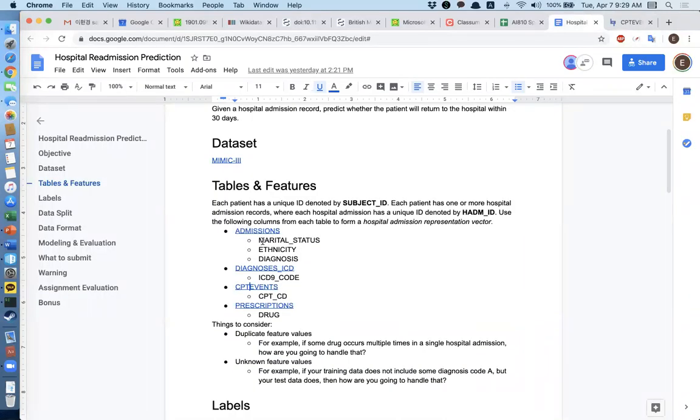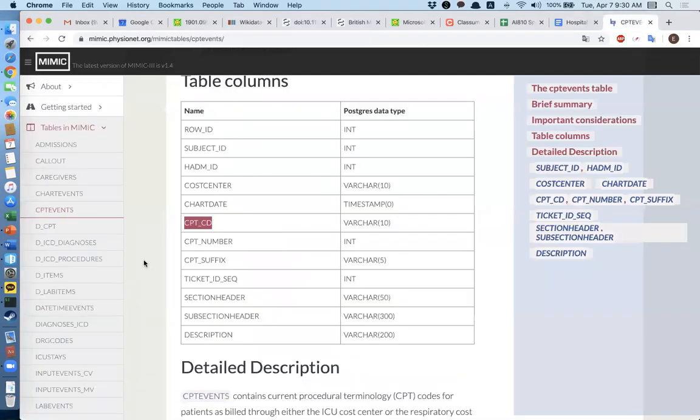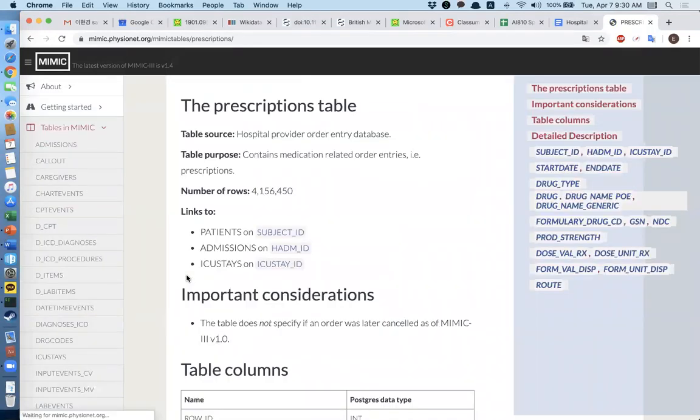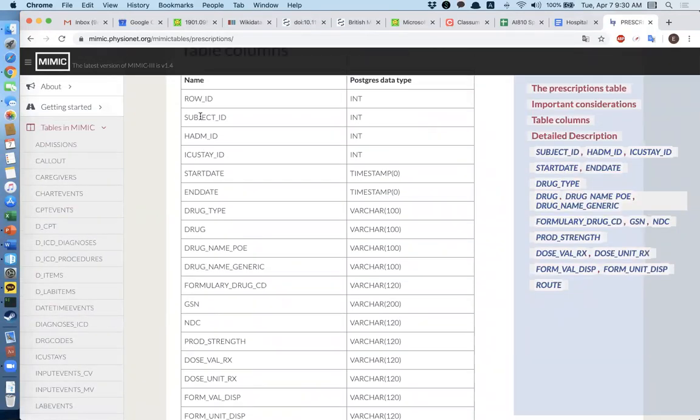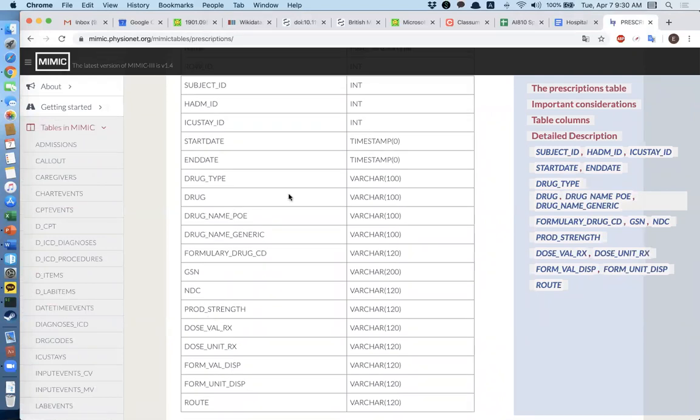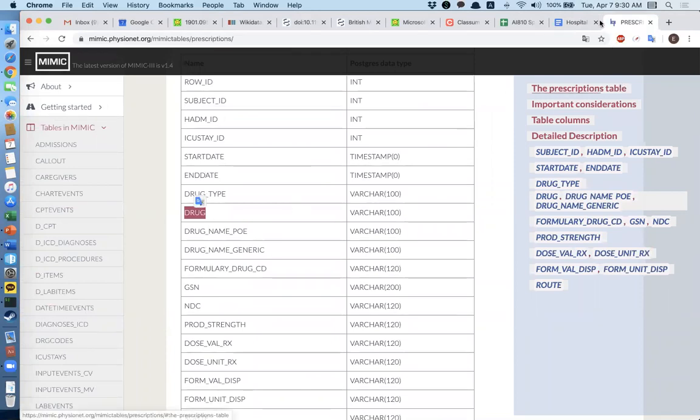So there's the admissions table. You need to extract marital status, ethnicity, and diagnosis from the admissions table as features. And then from the diagnosis table, you need to extract the ICD-9 code. From the CPT events, extract the CPT code. From the prescriptions, which is the drug medication table, extract the drug. In the case of the prescriptions table, there is a lot of information. It's a pretty long list, but forget about all the other information. Just extract the drug code as a feature. That's it.